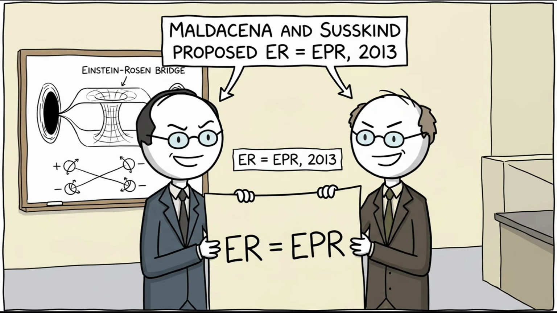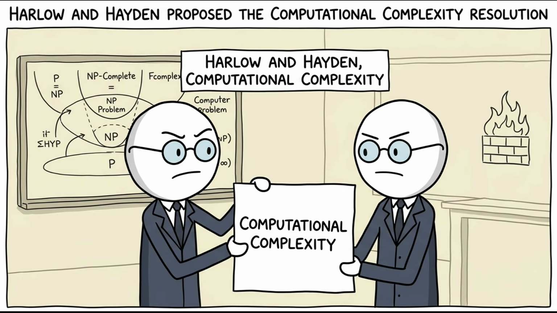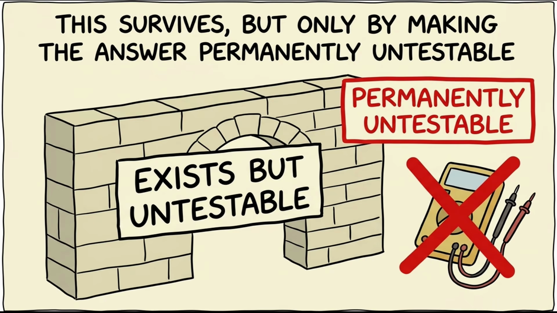Juan Maldacena and Leonard Susskind proposed ER=EPR in 2013 in Fortschritte der Physik, that entangled particles are connected by microscopic wormholes, dissolving the paradox. It works in some limits and fails in others. Daniel Harlow and Patrick Hayden proposed the computational complexity resolution. The firewall exists, but no observer could ever verify it before falling in. This survives, but only by making the answer permanently untestable.